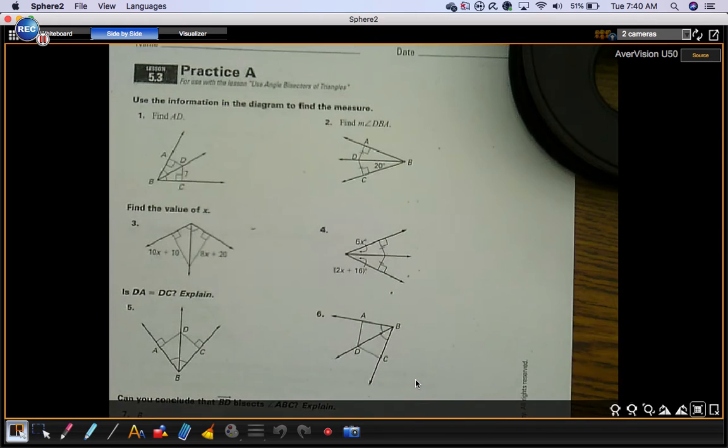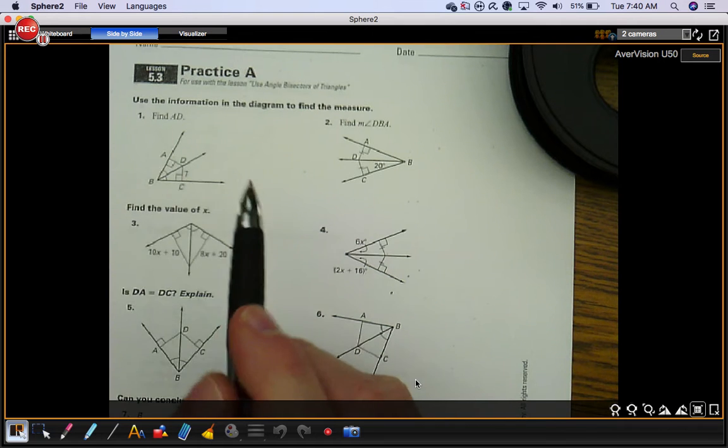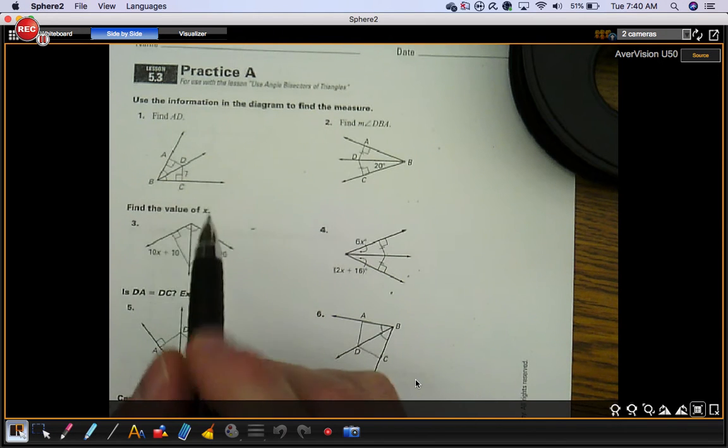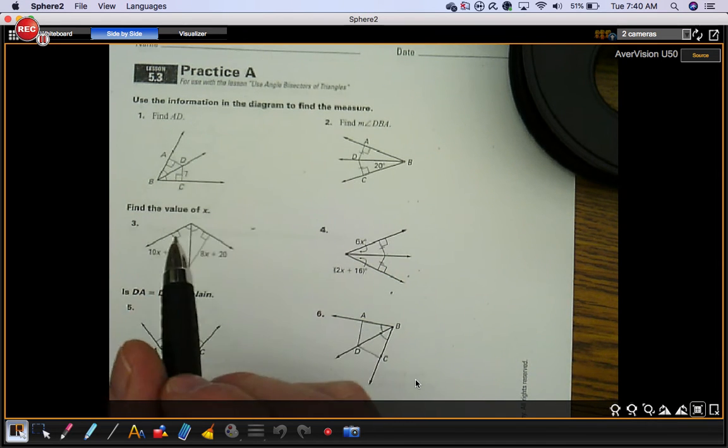Practice A for section 5.3. We're going to use the information in the diagram to find the measure. So we have this angle, and this angle is bisected because we can tell these two little angles are the same when this ray BD comes through.